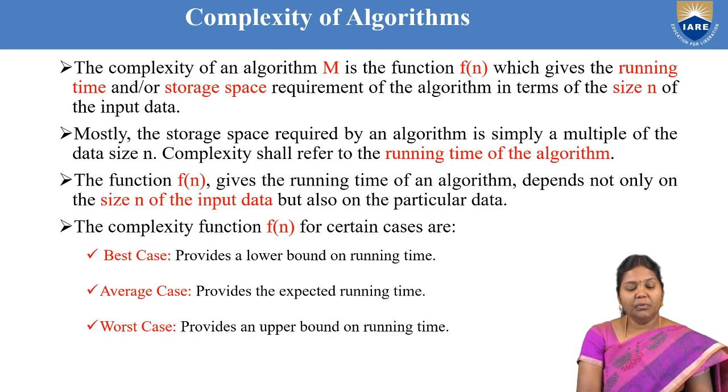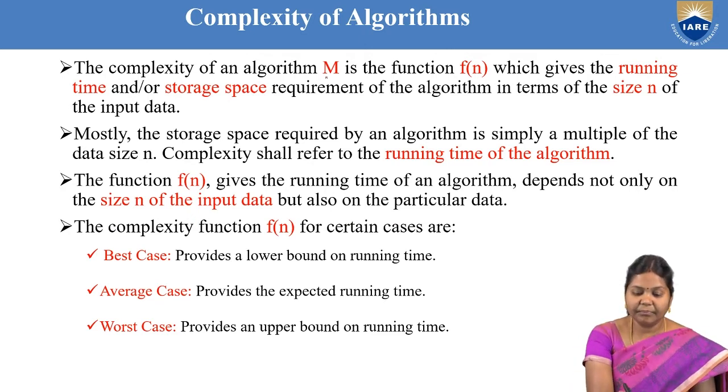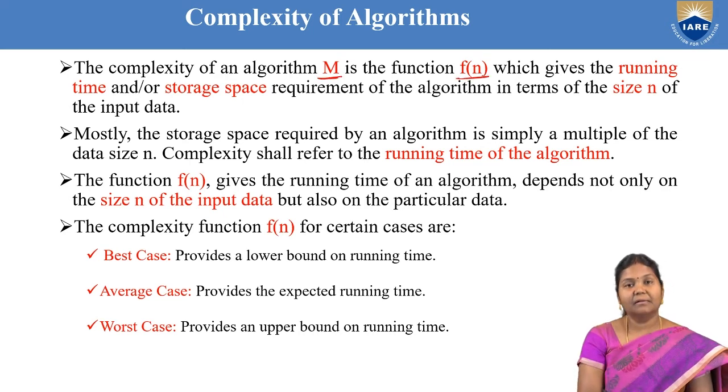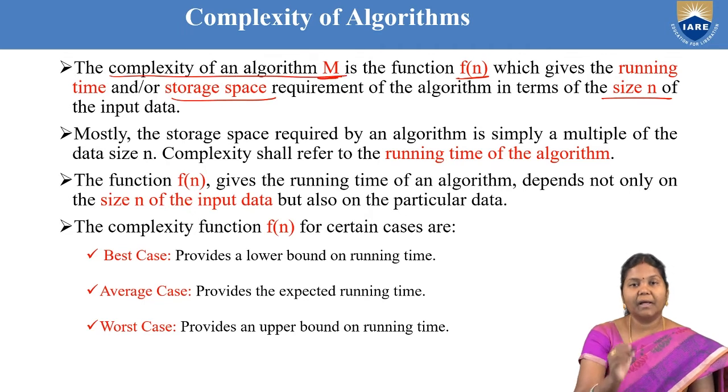Now, we'll come to the complexity of algorithms. The complexity of the algorithm M is a function f of n, where n can be anything: the number of data items, the degree of polynomial, or the size of the file, depending on the application. It gives the runtime and the storage space requirement of the algorithm in terms of the size of n. So, by combining these two things together, time complexity and also space complexity, the total complexity of an algorithm M is computed.